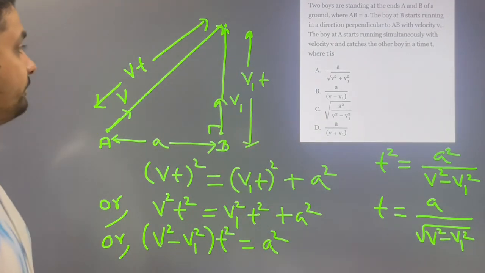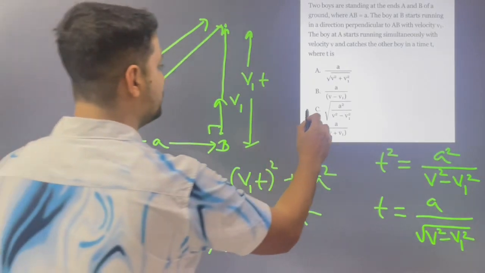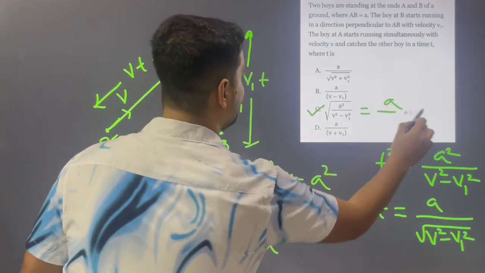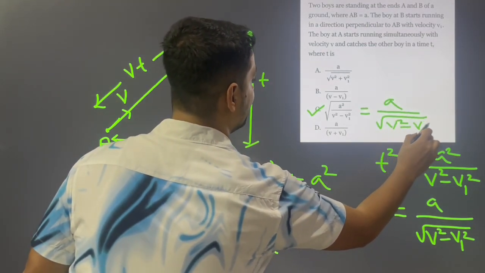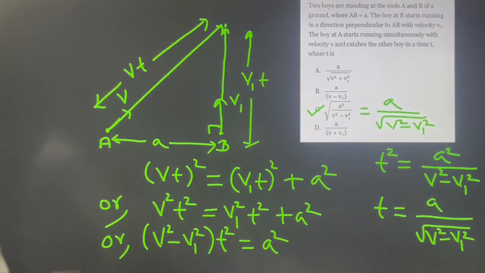So which is the right option? Here we can see option C is the right option. When you take the root, finally it will come A divided by root under V square minus V1 square. Correct? Okay. Now we will go for the next question.